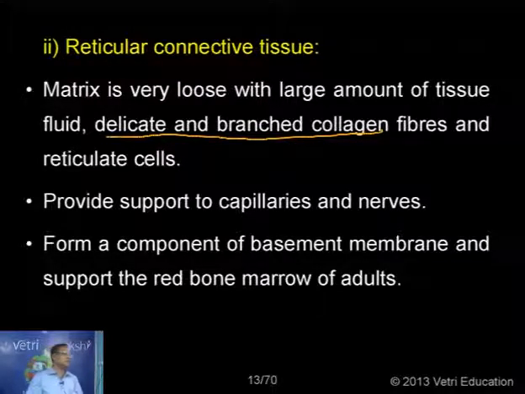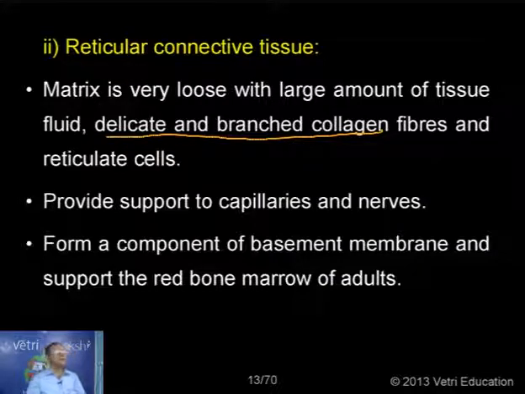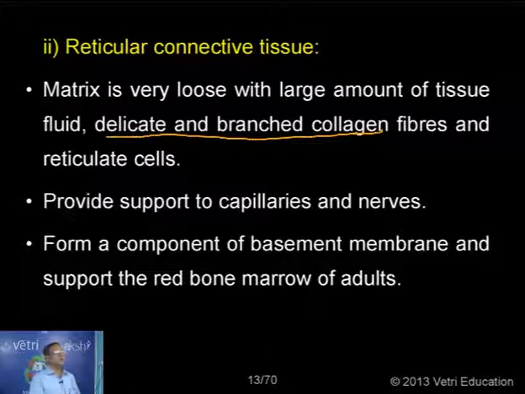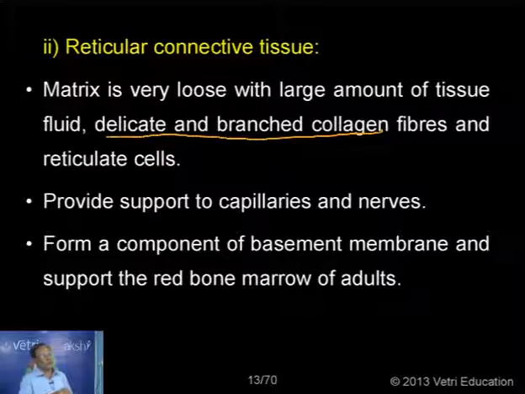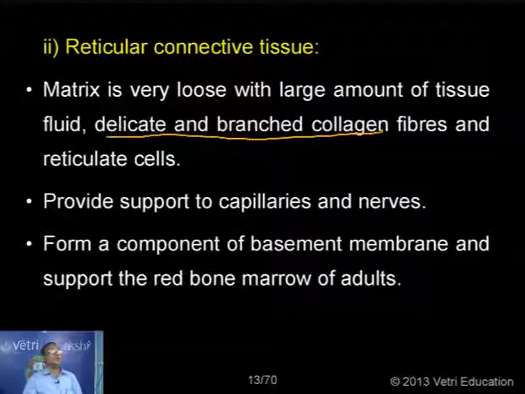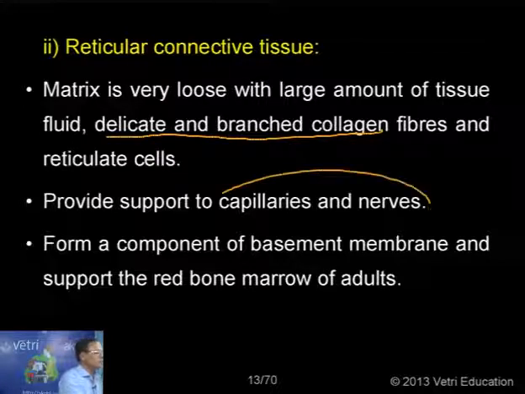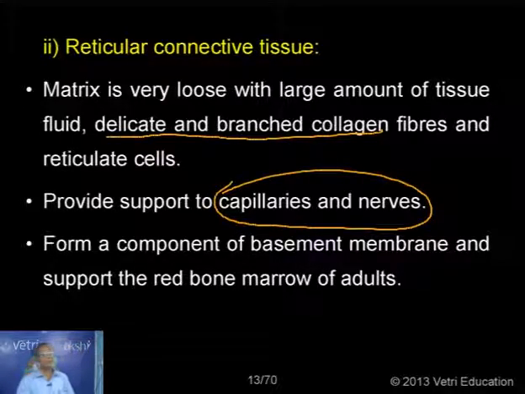Those are the fibers which are branched. And the cells are called the reticular cells because they are found normally along with the reticular fibers, some of them branched cells. And what is their role? Where are they found? The blood capillaries and nerves are supported by this reticular connective tissue.